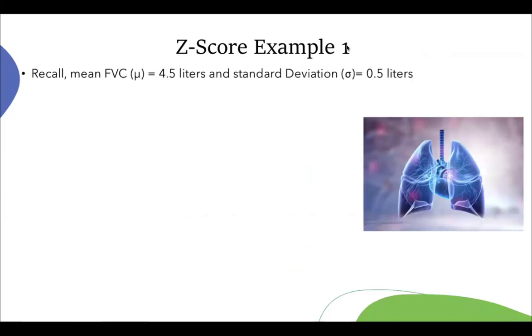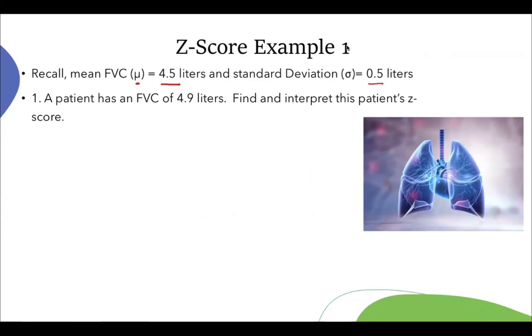Let's use the forced vital capacity example, and we are being provided with the mean of this population, and I know it's population because I have the mu symbol, not X bar. I'm told that the mean is 4.5 liters, and that the standard deviation is 0.5 liters. Let's find and interpret the z-score for a patient with a forced vital capacity of 4.9 liters.